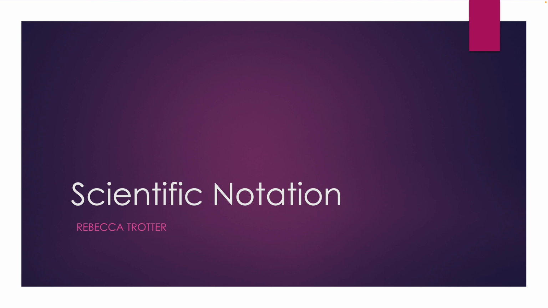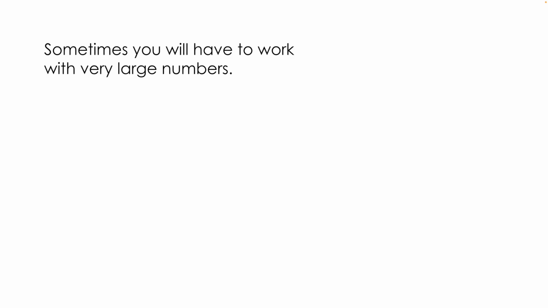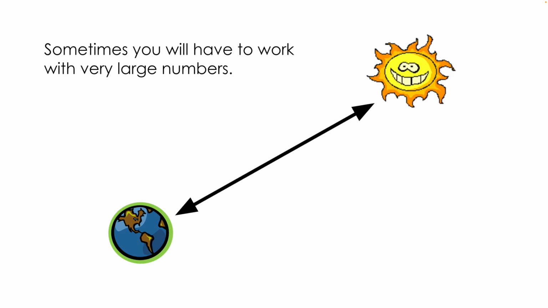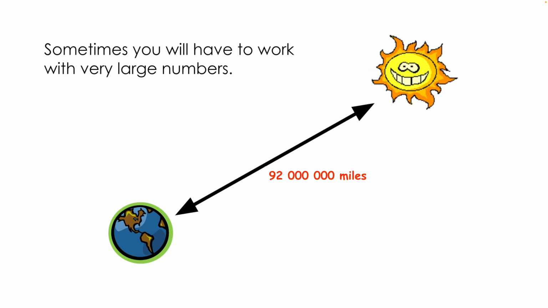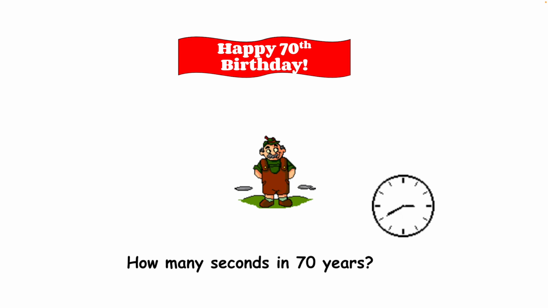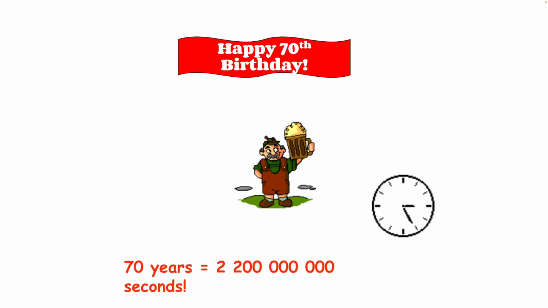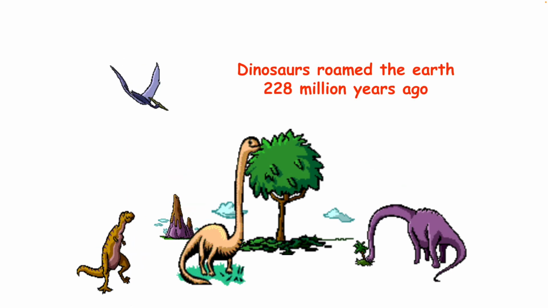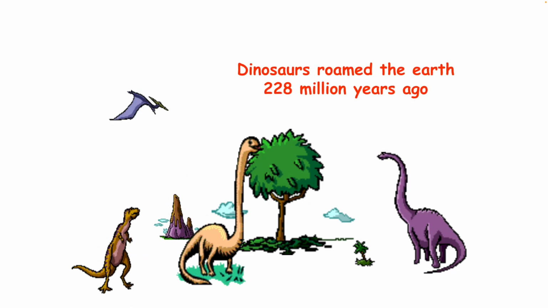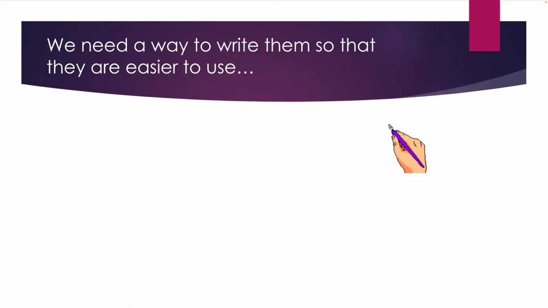In this video, we are going to be talking about scientific notation. Sometimes in math, you will have to work with very large numbers. For example, the distance between the Earth and the Sun is 92 million miles. How many seconds are there in 70 years? That is a really big number as well. Same as how many years ago dinosaurs roamed the earth, and so on. And so we need a way to write them so that they're easier to use in math.